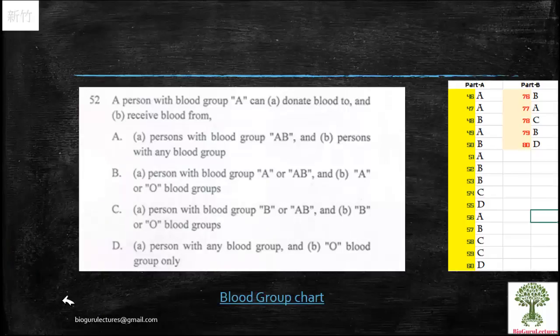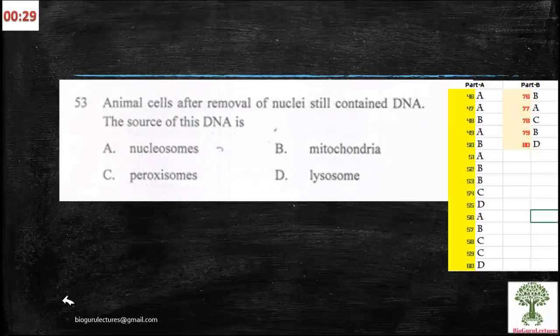Next, 53rd one, animal cell after removal of nucleus still contain DNA. The source of this DNA is, it's obviously mitochondria, because mitochondria is also called as semi-autonomous organelle. It has its own DNA. So there is always a possibility of forensic department to find extra DNA from even the dead cell, which is not too long, right? Next, 54th one.